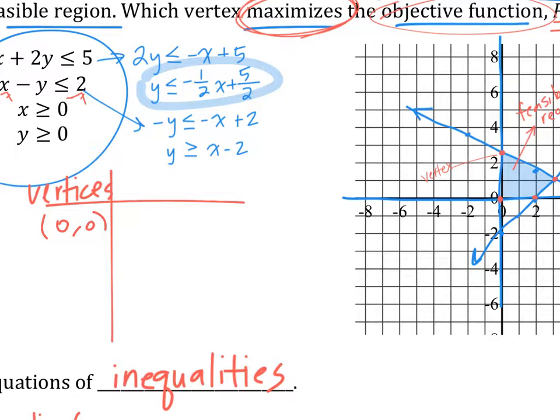What about this one, this top left corner one? 0, 2.5. That was the y-intercept. Okay, how about this one? This is the x-intercept of one of those. 2, 0. All right, this last one. Yeah, it looks like 3, 1.